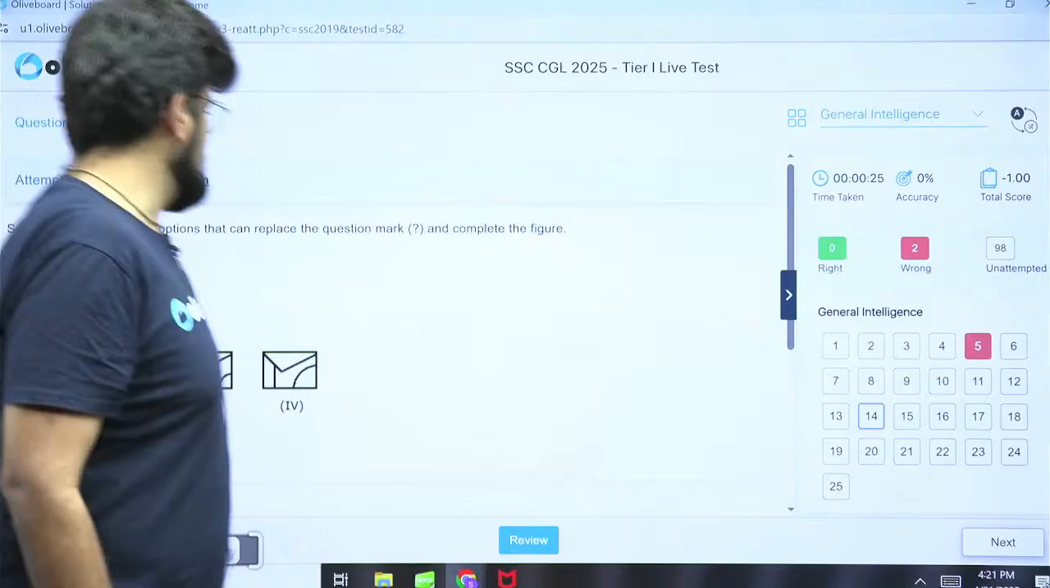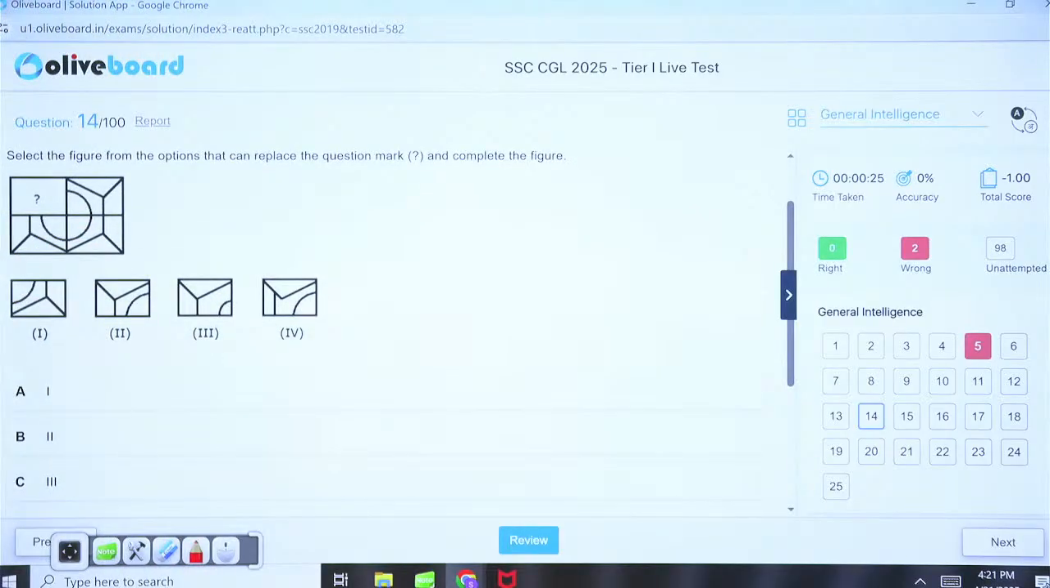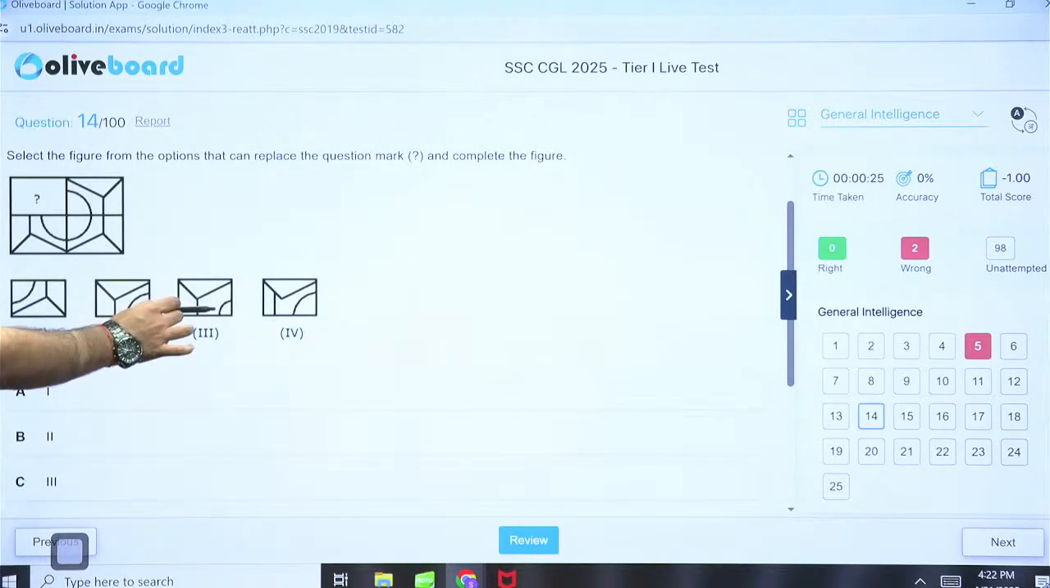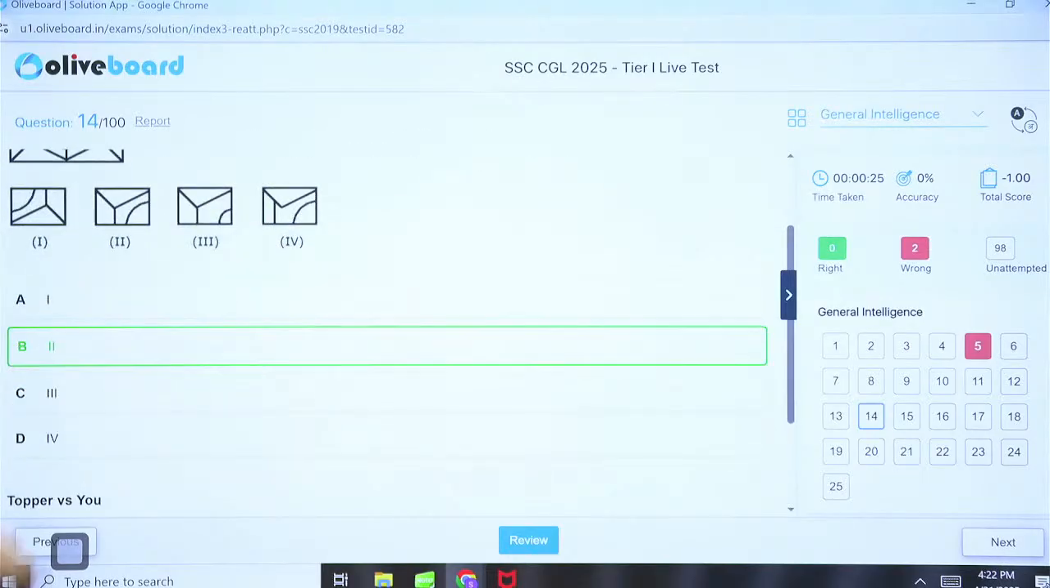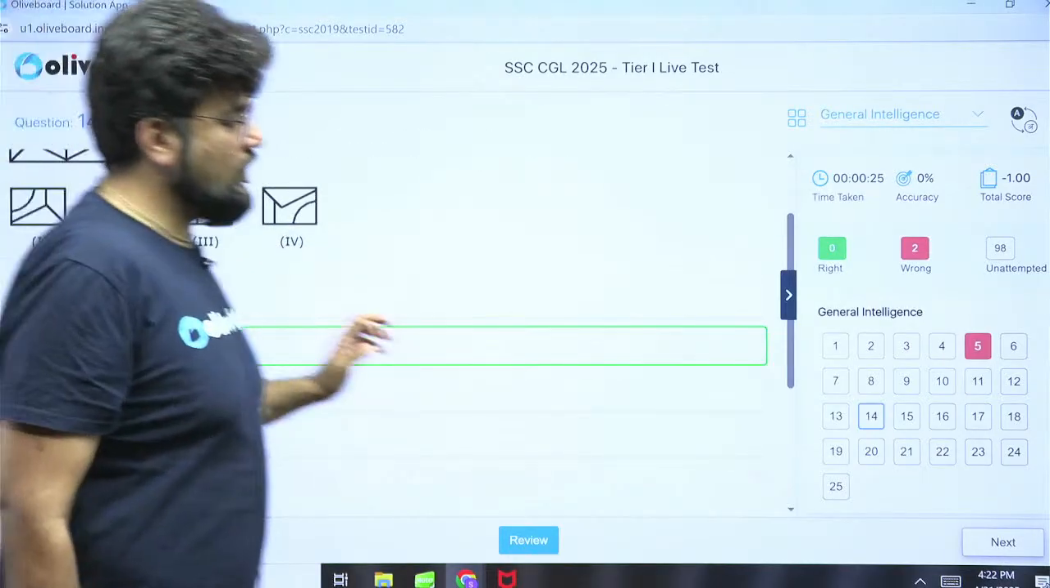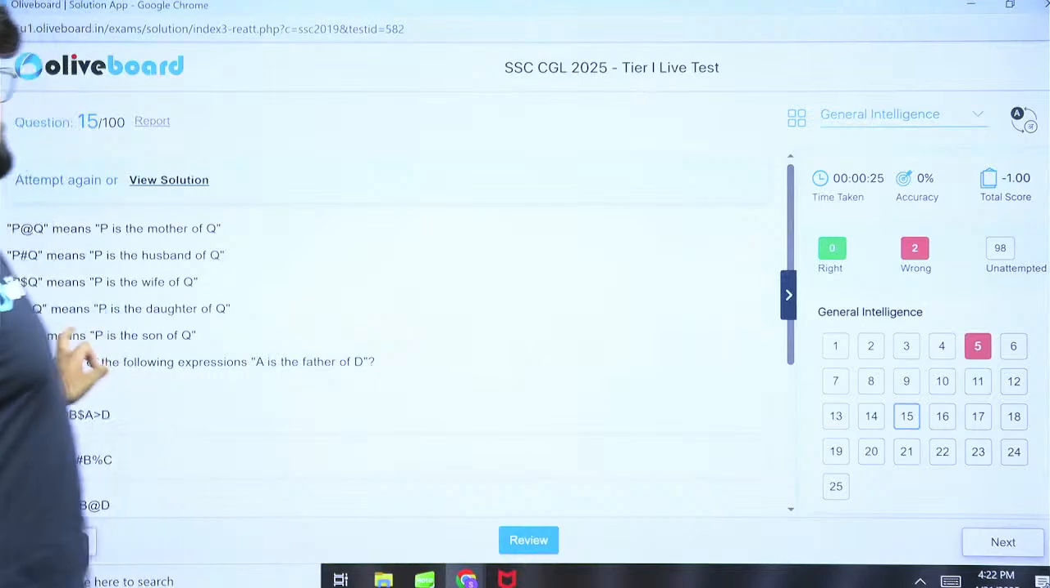Simple observation, nothing else. Question number 14, pattern completion. So our line cannot be here, it has to be on the left corner. So this is rejected. Now out of these three you have to select. This is a very small circle, rejected. And here the line is not there, so there is a cut here which is not possible. So only figure 2 is the correct option. See, looking at one element and getting your answer becomes very easy in these questions.